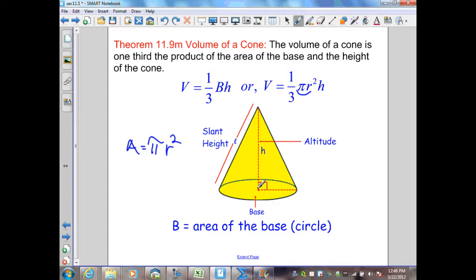Here's the height of our cone. That is a segment from the vertex that is perpendicular to the center of the circle, or the base. And here we have the slant height, which is a segment from the vertex to a point on the base edge.